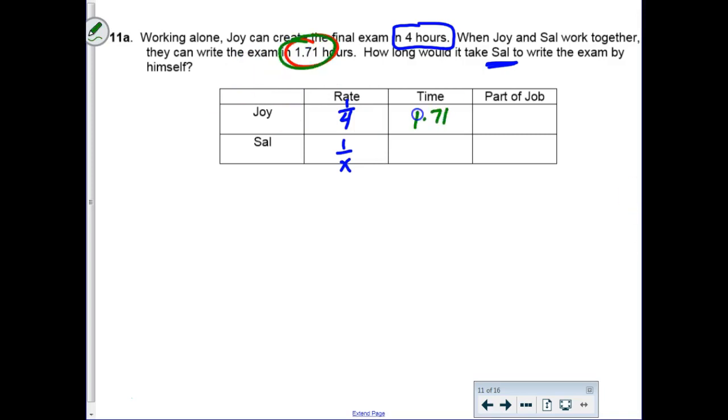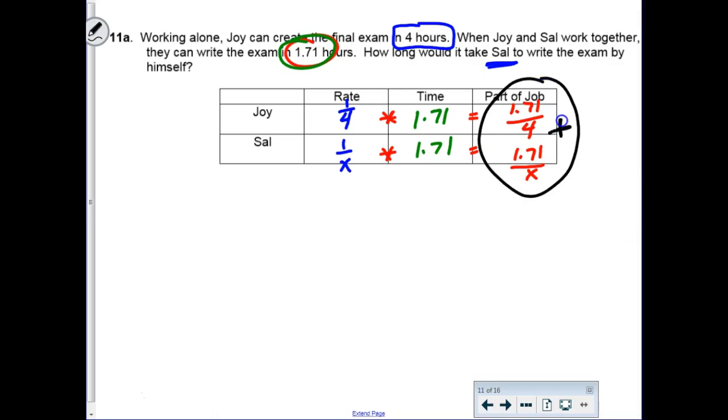Alright, so the process for setting up the equation is the same. You're still going to multiply each person's rate by the together working time. This time, though, it's not a variable. So for Joy, it's 1.71 over 4. Leave it like that. And then for Sale, it's 1.71 over x. The equation is exactly the same setup. You're going to add these together, and it equals one job, because when they work together, they will finish one job.